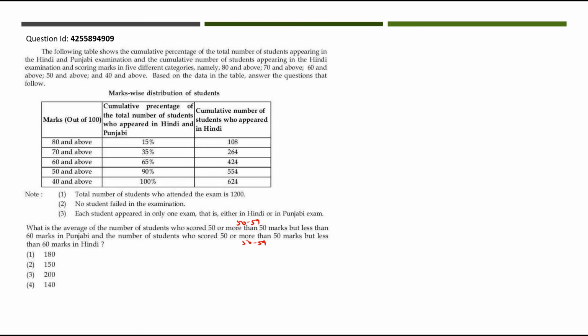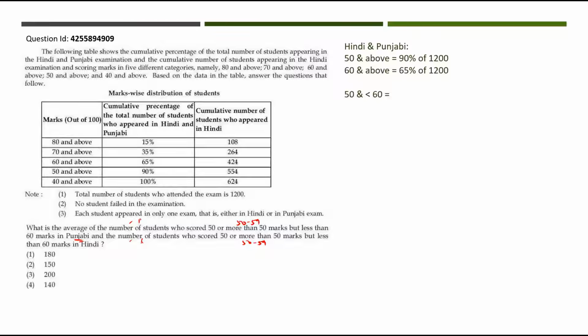They are asking for the average. So here two values are taken and we have to find the average. Let's take this to be P and this to be H. Average of P and H will be P plus H divided by 2. Now first we will find the individual values. Let's start with Hindi and Punjabi together.